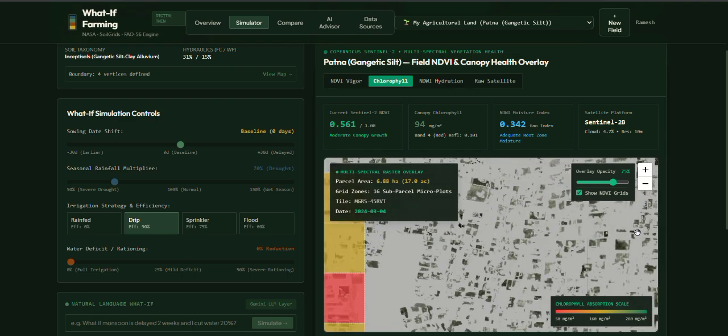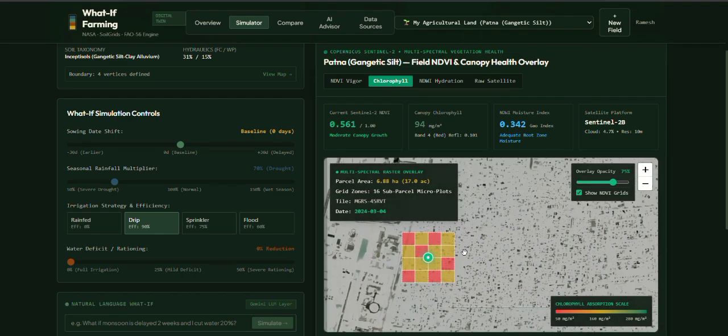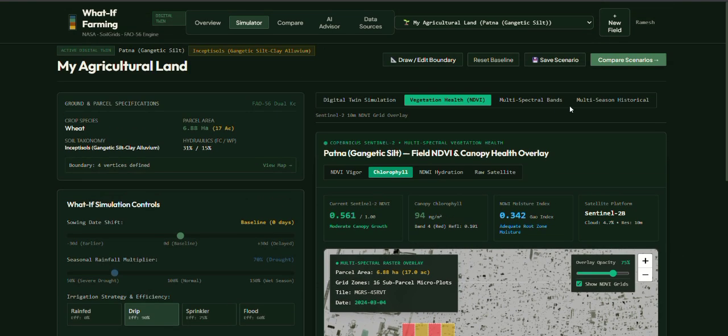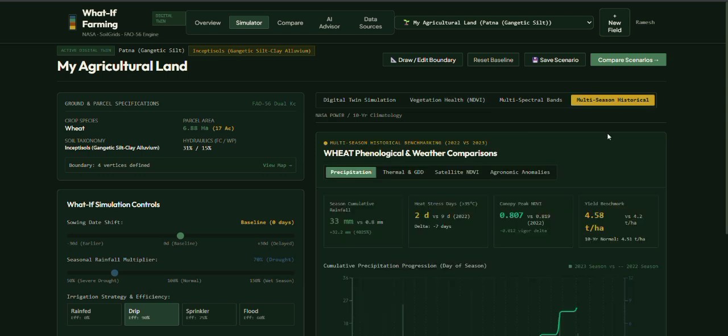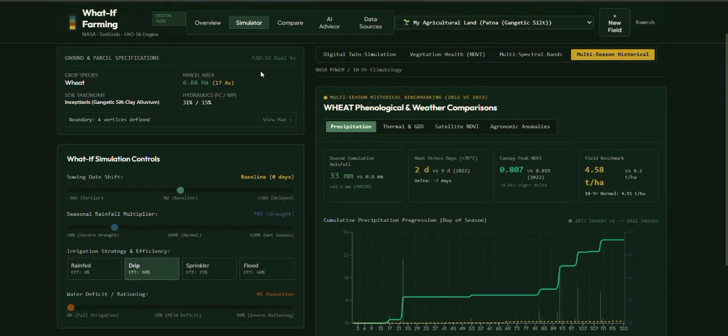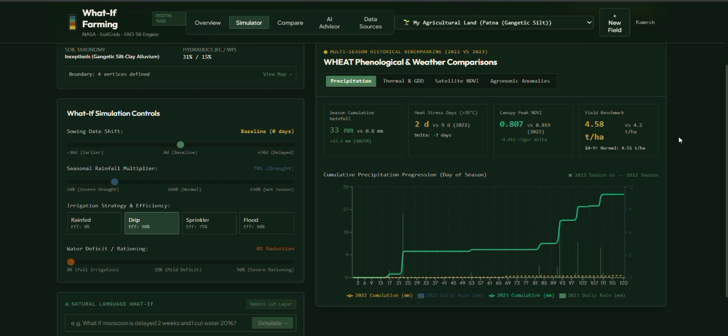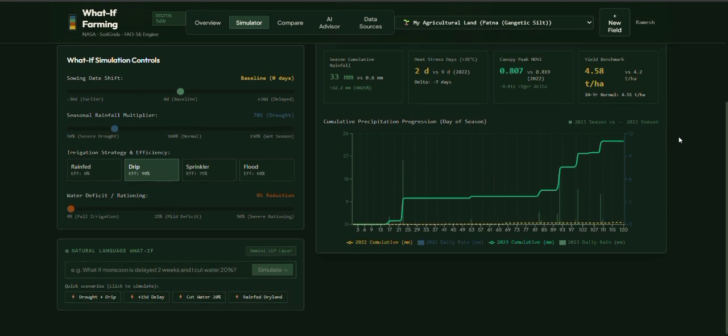And because one season means nothing in isolation, this tab benchmarks the current season against last year. Rainfall, heat stress days, growing degree days, and NDVI vigor side by side. This year's season is tracking 12 fewer heat stress days and higher cumulative rainfall than last year. Context that turns a single number into an actual decision support signal.